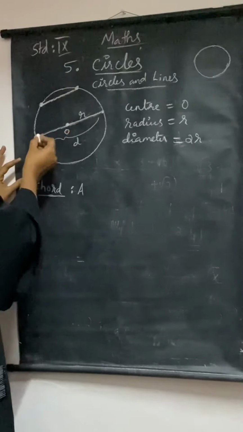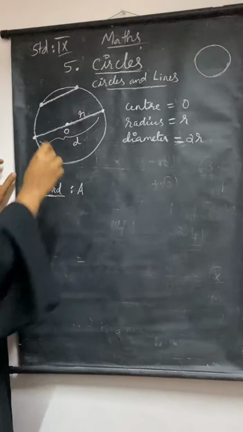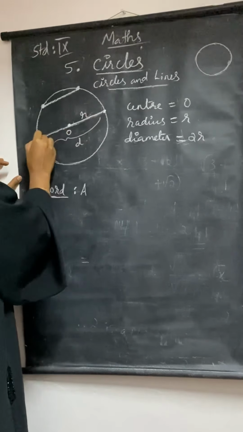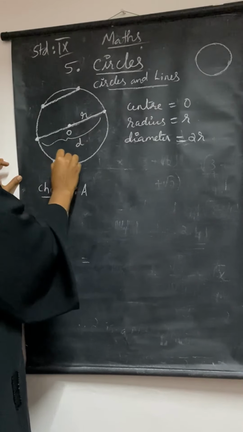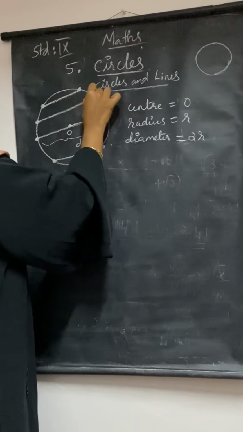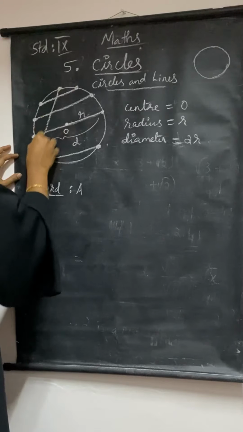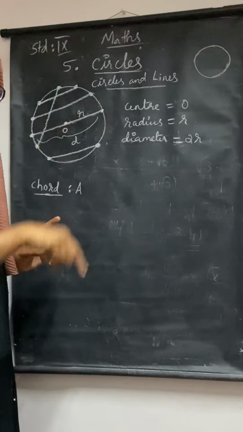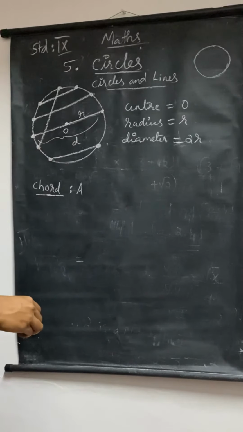So this is a chord. And what about the diameter? The diameter is also a chord, because it joins 2 points on the circle, here 1 point, here 1 point. I can choose here also, and this is also a chord. Not only this way, I can choose this way also. See, here, this is also a chord. So any 2 points on the circle, if you join them and get a line, that line is called a chord. These are the chords.